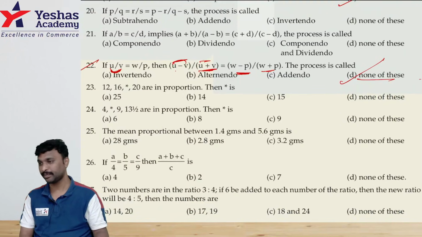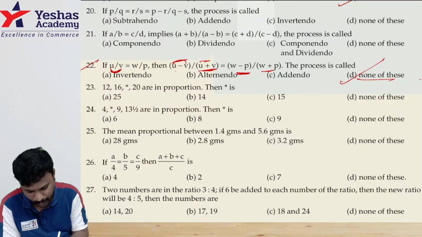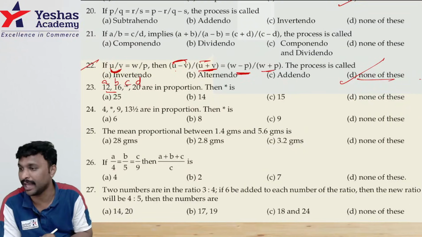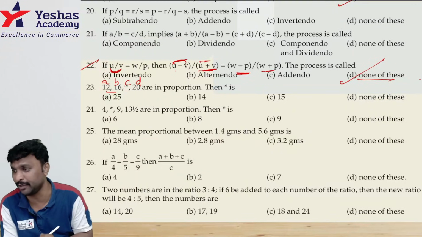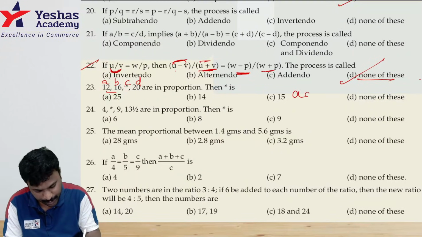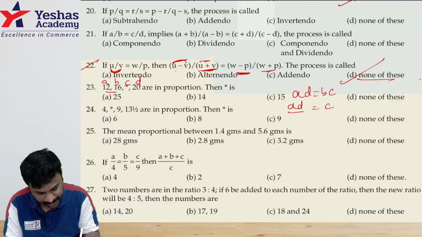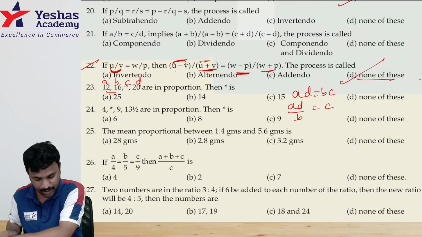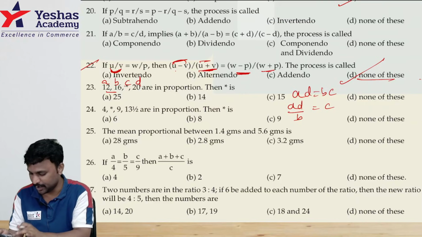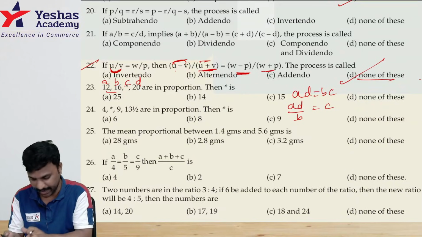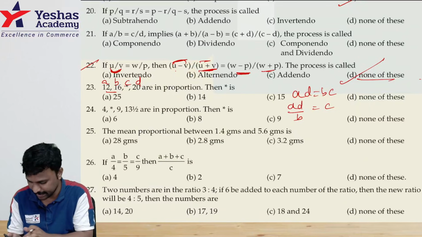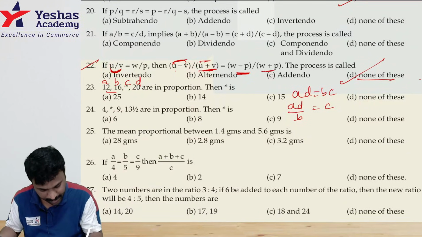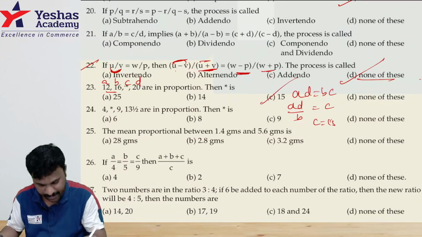Have you understood? 23rd question: 12, 16 and what should be this number? Let me take this as A, B, C and D. So the value that we need to find out is C. As you know, A into D is equal to B into C, so obviously C is A into D divided by B. Just do the computation. A is 12 into D is 20, divided by B value 16. That fetches you 15. So C value is option C.